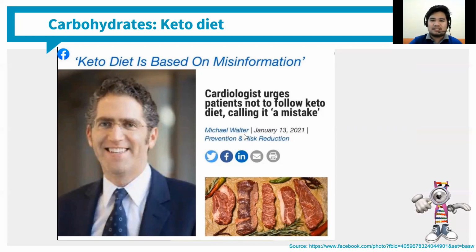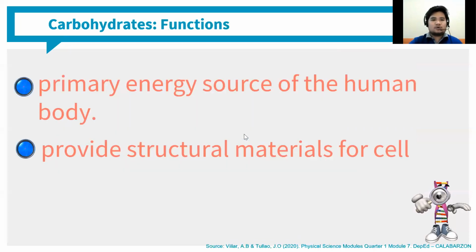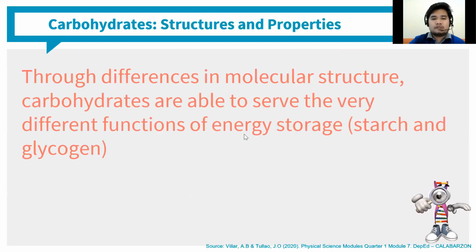Okay? Next. So, aside from as energy source of the human body, it provides structural materials for the cell. Yun na yung sinabi natin about chitin and cellulose. Okay? So, for the structures and properties, though differences in molecular structure, carbohydrates are able to serve the very different functions of energy storage like starch and glycogen.